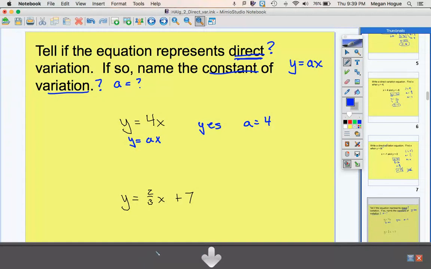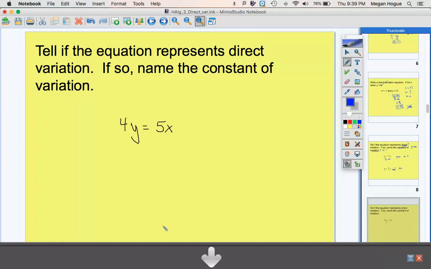The next one, y equals 2/3 x plus 7. Is there any way to take this and make it look just like that? No. Now, it's not going to ask you to name y, but if I wanted to, the reason this one wouldn't be direct is because it has a y-intercept other than 0. It's because of that 7. Maybe underline it just for your notes. You don't have to explain on the homework.